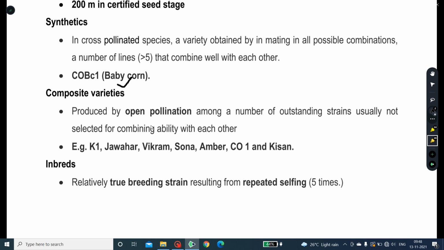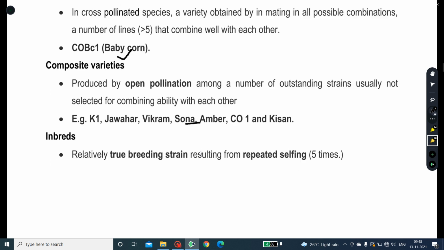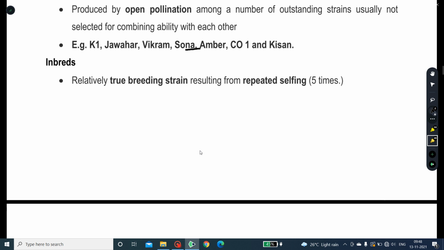Usually not selected for combining ability with each other. Examples here are K1, Jawahar, Vikram, Sona, Amber and Co1 and Kisan. These are the composite varieties. And the last one is inbreds. It is a relatively true breeding strain resulting from repeated selfing of 5 times.